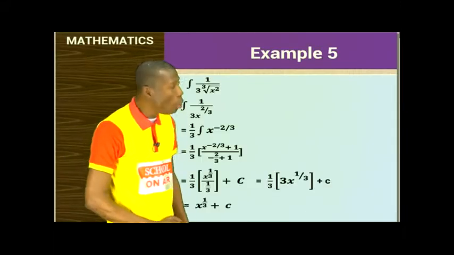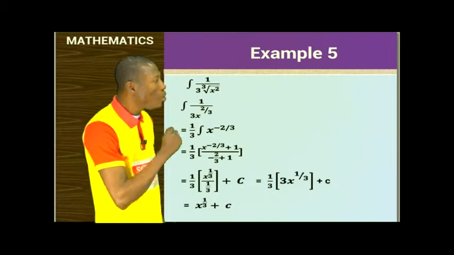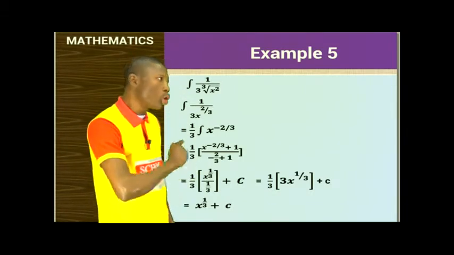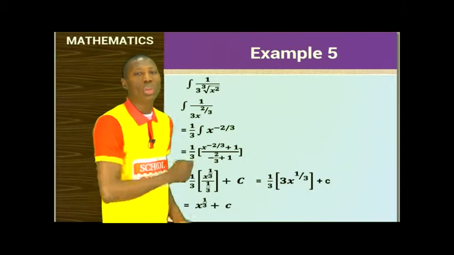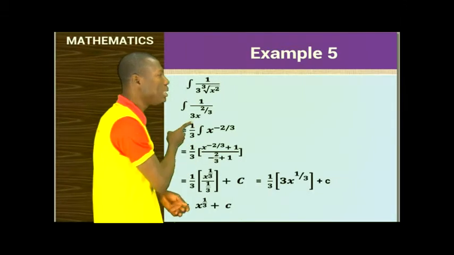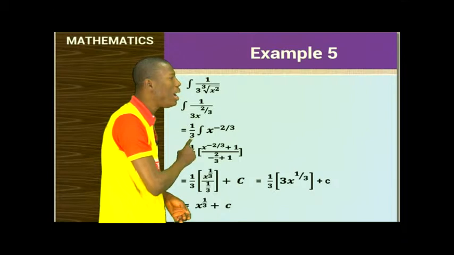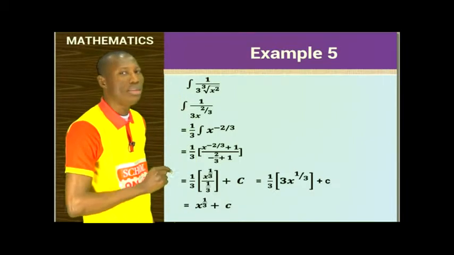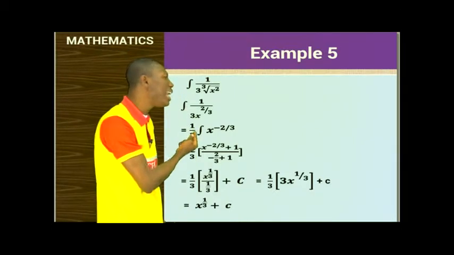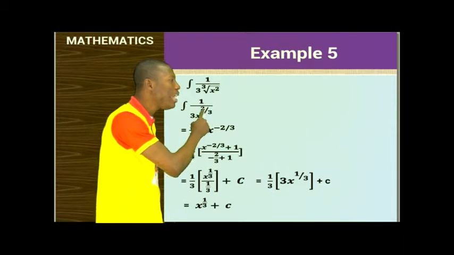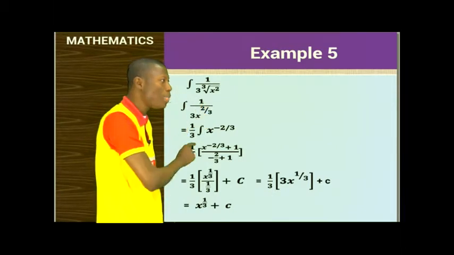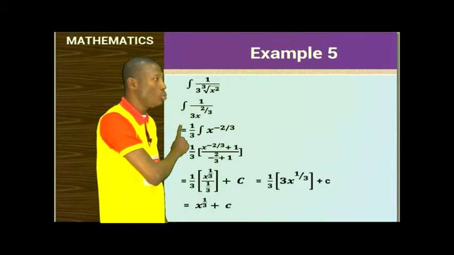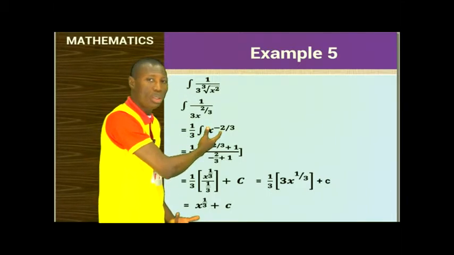Now this is another one. The integral of 1 all over 3 cube root of x squared. Before you can solve this question, you need to rewrite it in another form. Then this one is equal to 1 all over 3x raised to power 2 over 3. Then I can write it again. 1 over 3 here is the coefficient of this function. So I take 1 over 3 out. You can have it inside here. It spoils nothing.